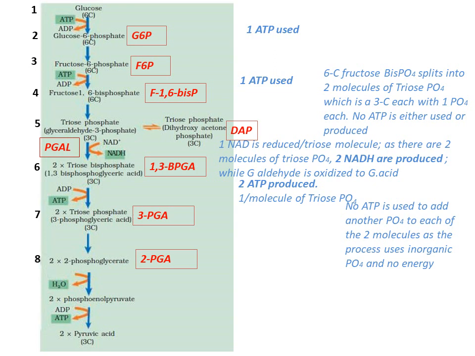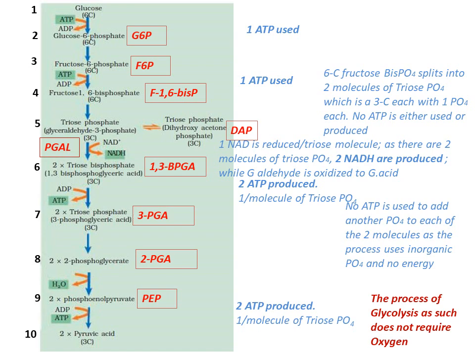Two molecules of 2-PGA lose 1 molecule of water each to convert into phosphoenolpyruvate. Phosphoenolpyruvate gives away its phosphate and energy to produce 1 ATP each. So 2 ATPs are produced, that is 1 ATP per molecule of triose phosphate, and 2 molecules of pyruvic acid are finally produced. We can see that the process of glycolysis is complete, but oxygen has not come into play till now. So the process of glycolysis does not require oxygen as such.